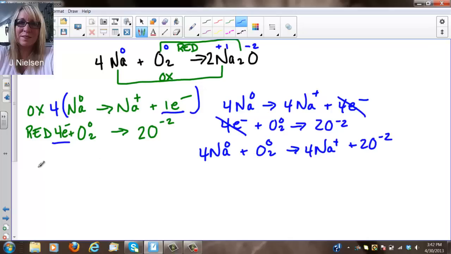So we know what's oxidized, we know what's reduced. So what's our oxidizing agent and our reducing agent? Remember, our oxidizing agent is really the species reduced. So what was reduced? My O2 was reduced. Our reducing agent is really what's been oxidized, so that would be my Na0.